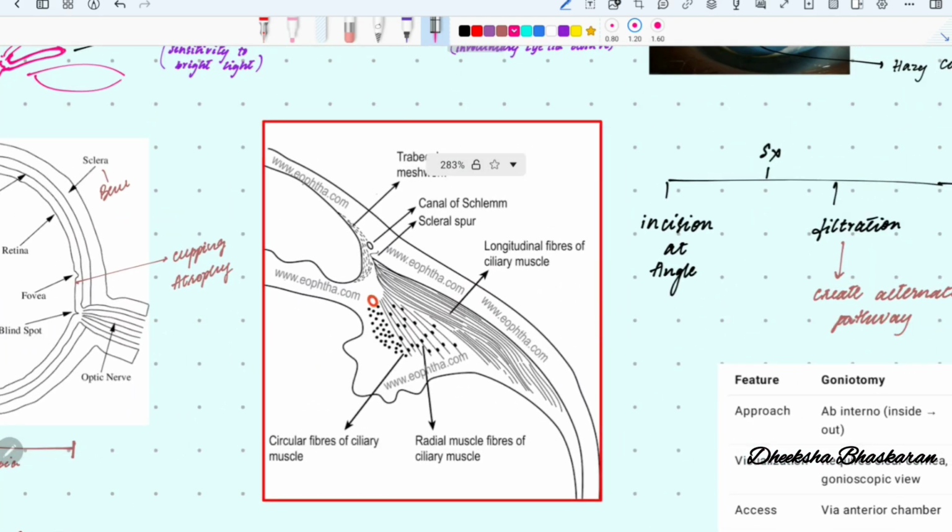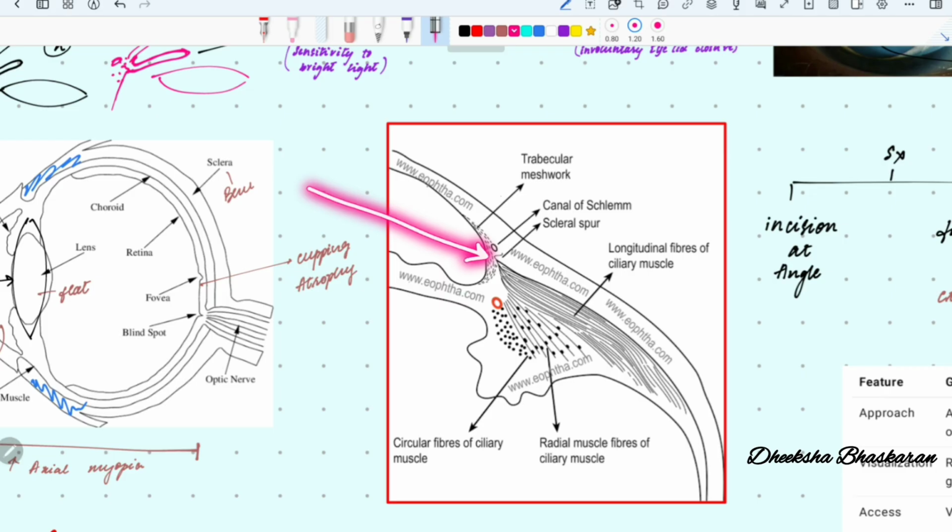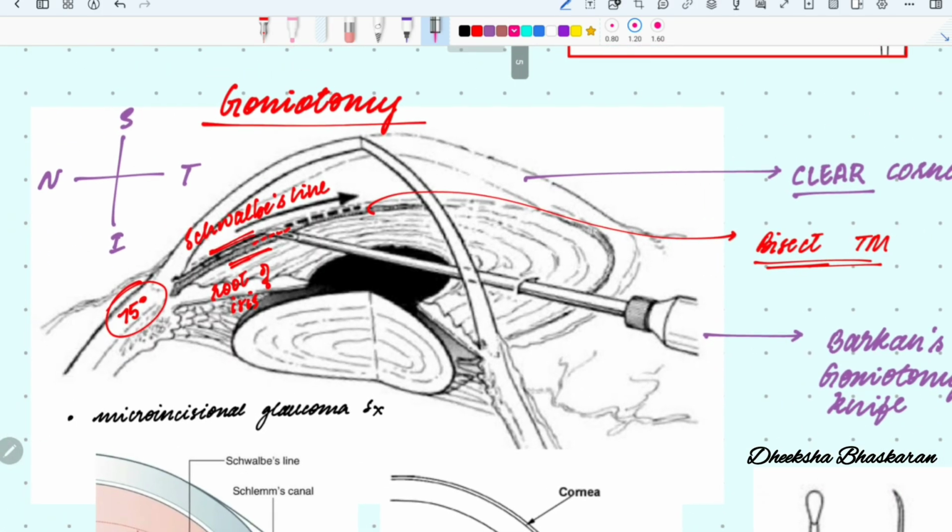The angle is formed by certain structures, which we call the root of the iris, and there's a part of the ciliary body which can extend, and there's a scleral spur here, then we have the trabecular meshwork here, there's the canal of Schlemm which drains, and then we have the Schwalbe's line, which is basically the continuation of the posterior lining of the cornea. So the goniotomy knife goes and cuts between the root of the iris and the Schwalbe's line. So what we are doing is the trabecular meshwork is cut, right? So the aqueous can drain through this cut.